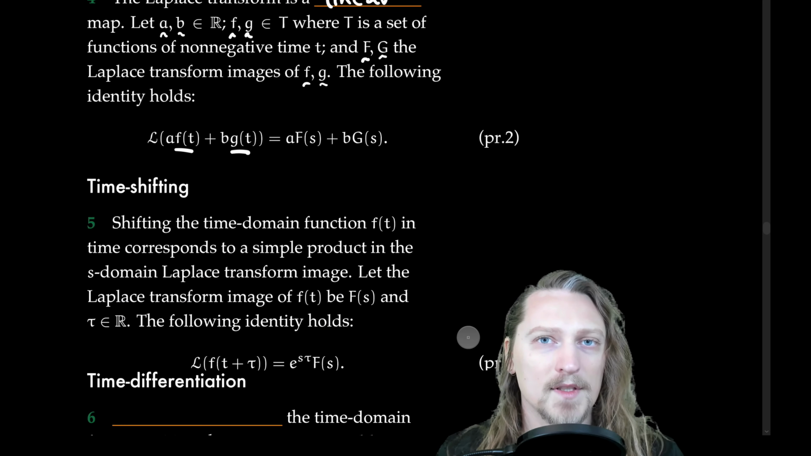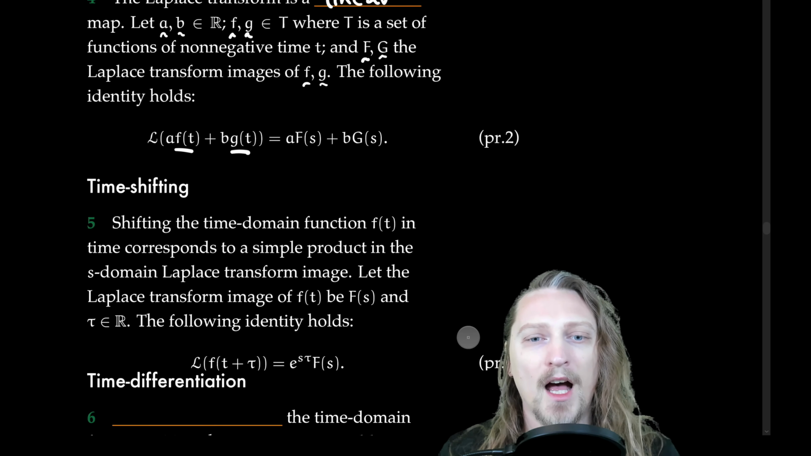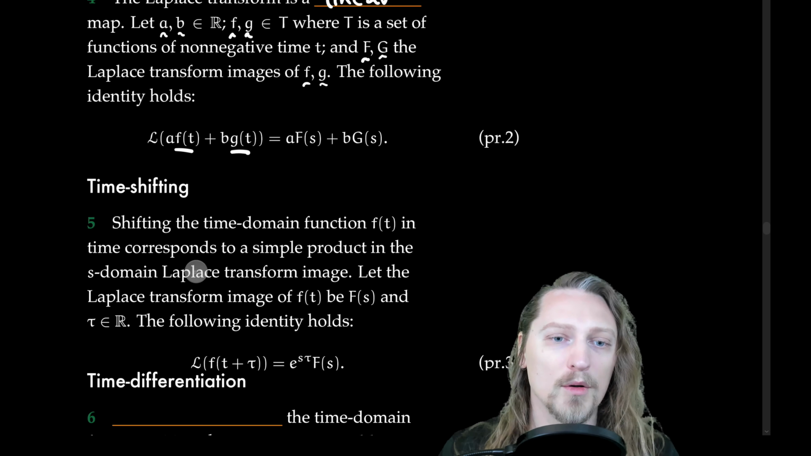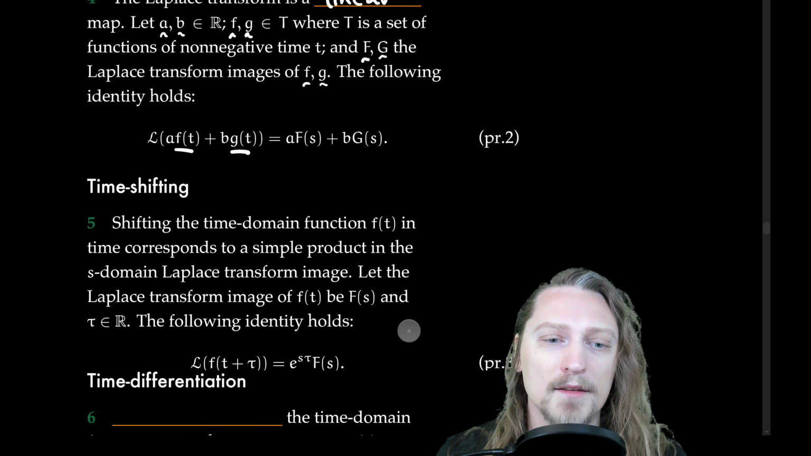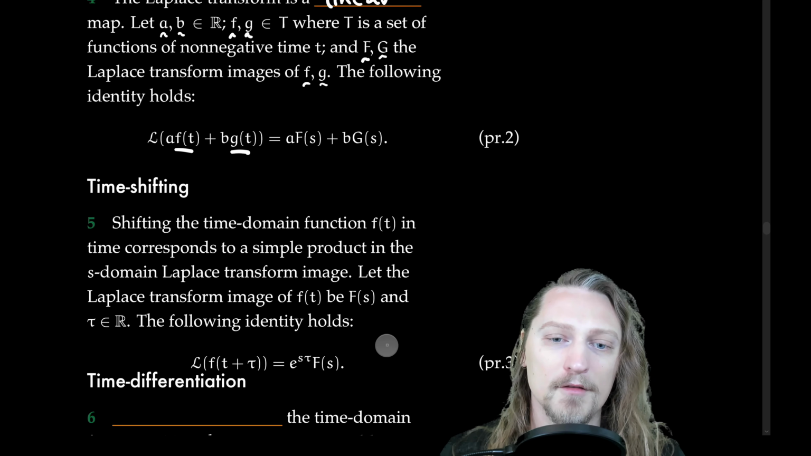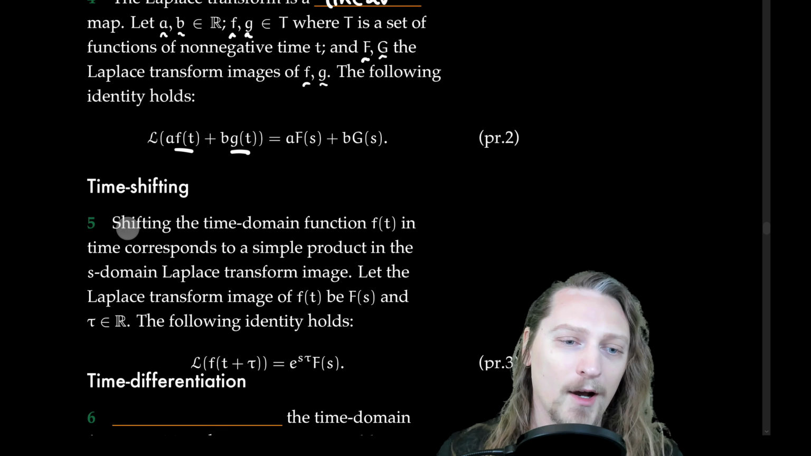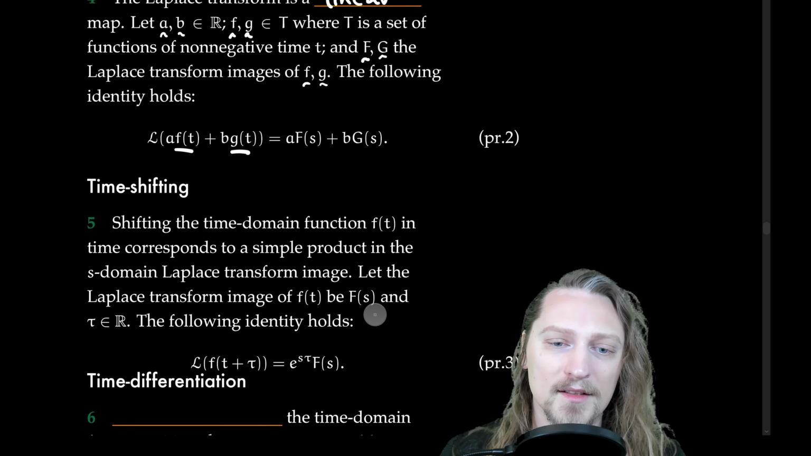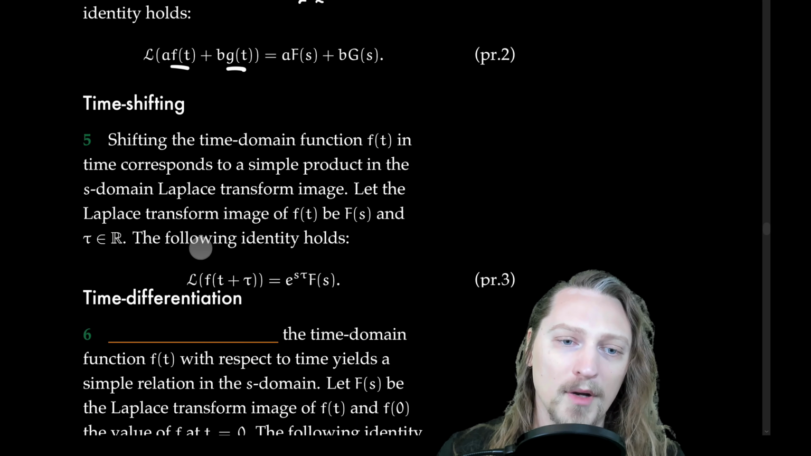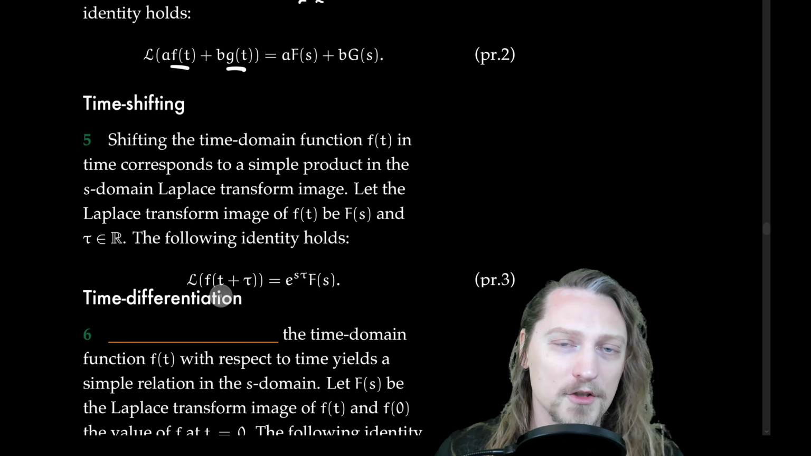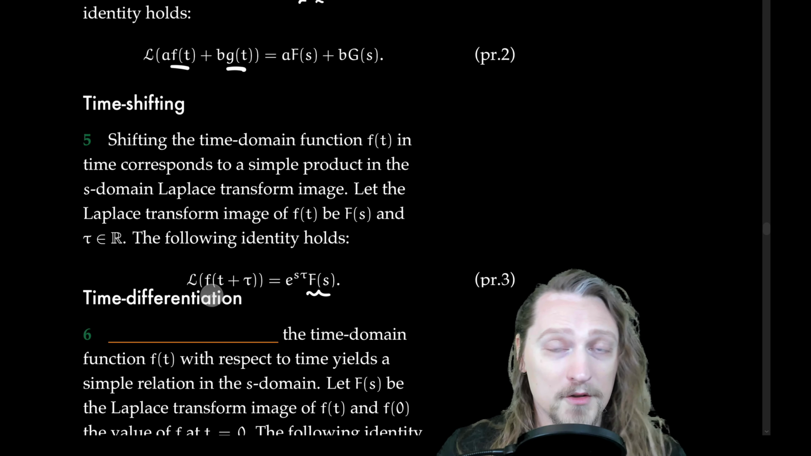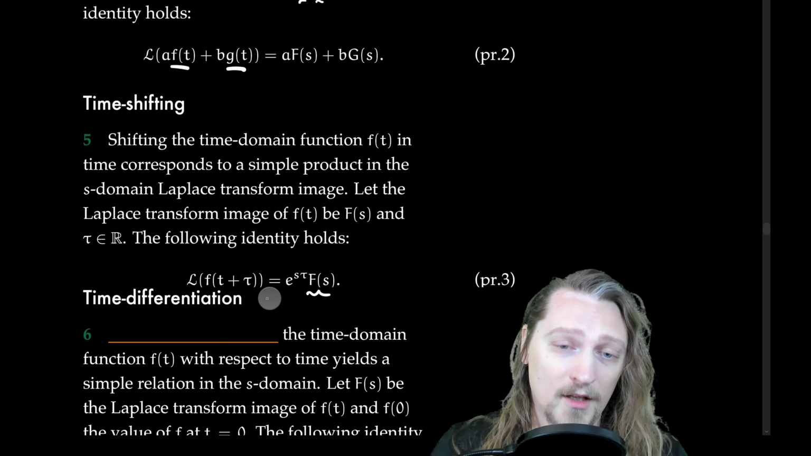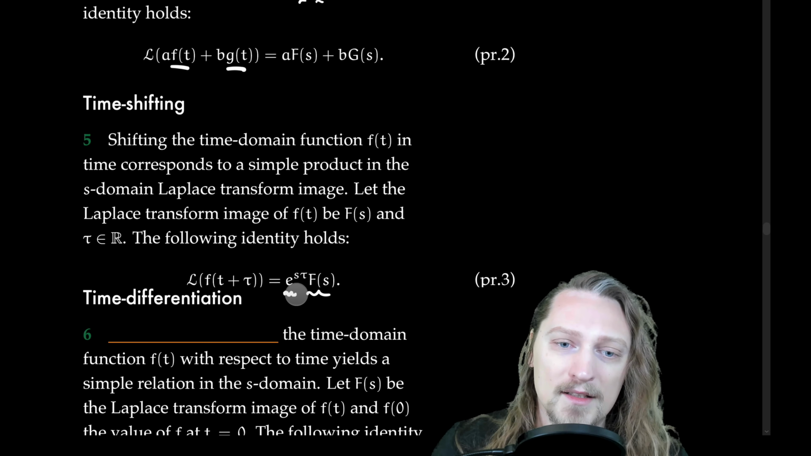Time shifting. Shifting the time domain function f of t in time corresponds to a simple product in the s domain Laplace transform image. Let the Laplace transform image of f, little f, be big F of s, and tau be a real number. The following identity holds. The Laplace transform of f of t plus tau, so a time shift of tau in the function of time, corresponds to the Laplace transform of the original function f before it was time shifted, multiplied by this factor e to the s tau.